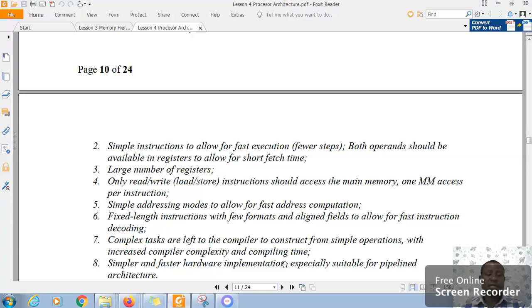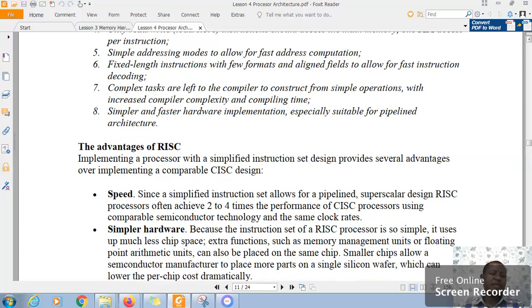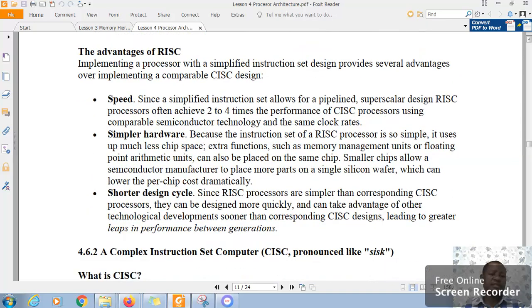Complex tasks are left to the compiler to construct from simple operations, with increased compiler complexity and compiling time. Simpler and faster hardware implementation, especially suitable for pipeline architecture. RISC seems to be very good for pipeline architecture. The advantages include speed, simpler hardware, shorter design cycle.